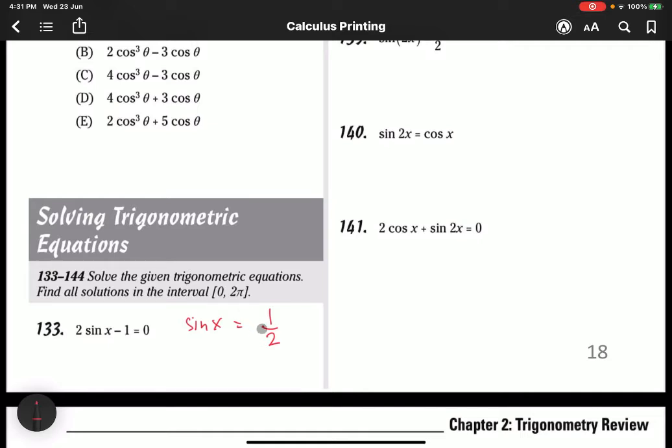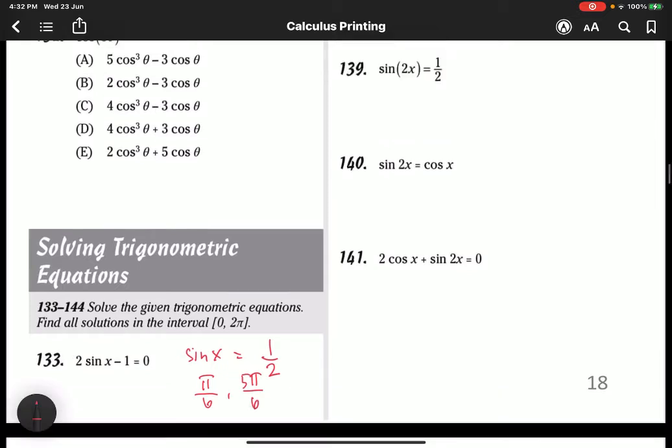Sin x equals 1/2. Solutions are sa interval na 0 and 2 pi, then we will have pi over 6 and 5 pi over 6. Okay? So pi over 6 and 5 pi over 6. So actually makikita mo rin to sa table, no? So hindi ko na nilalagay yung derivation niya, basta nasa table naman siya.